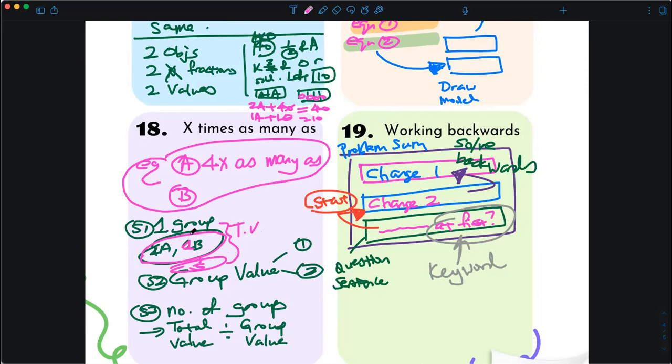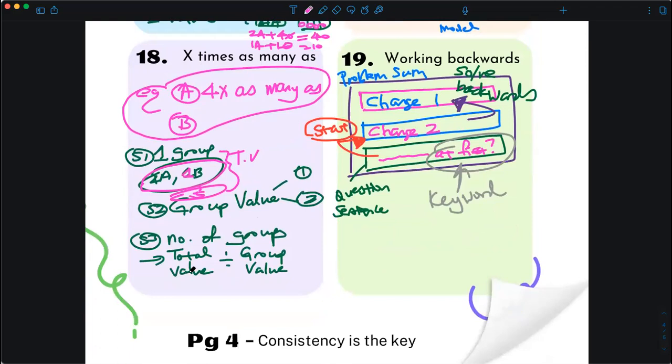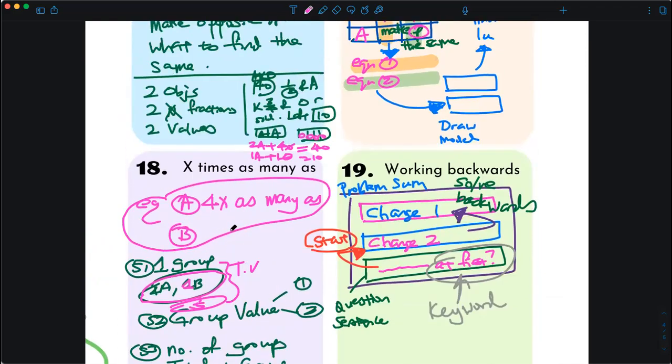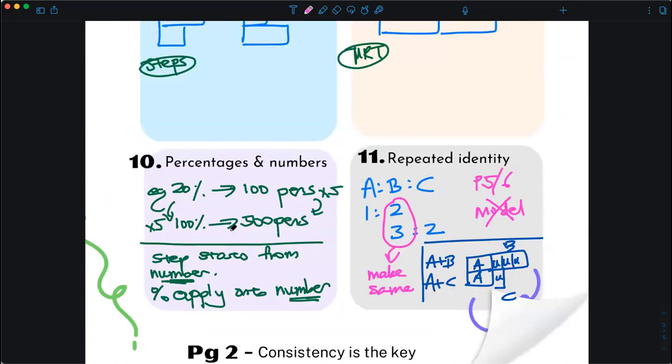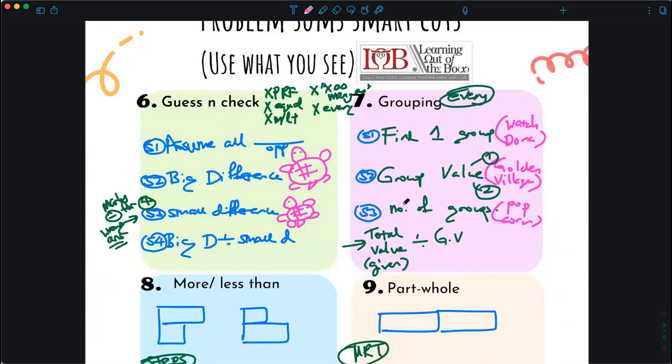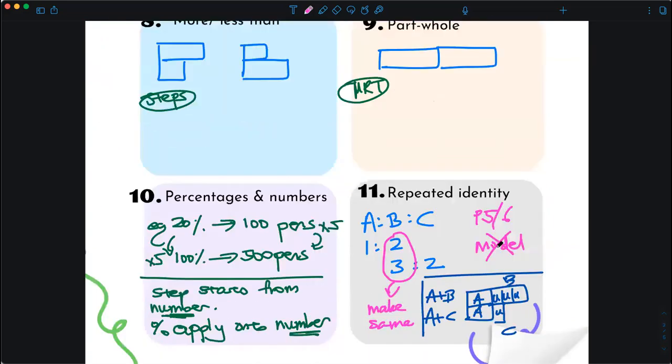Step 1, find one group. Step 2, group value, there are 2. Step 3, number of groups, you have total value divided by group value. And then that will give you most of the steps, and then you have to move on to find out what they want. And in this case, 18 is the same as 7, okay, over here. So it's the same thing.